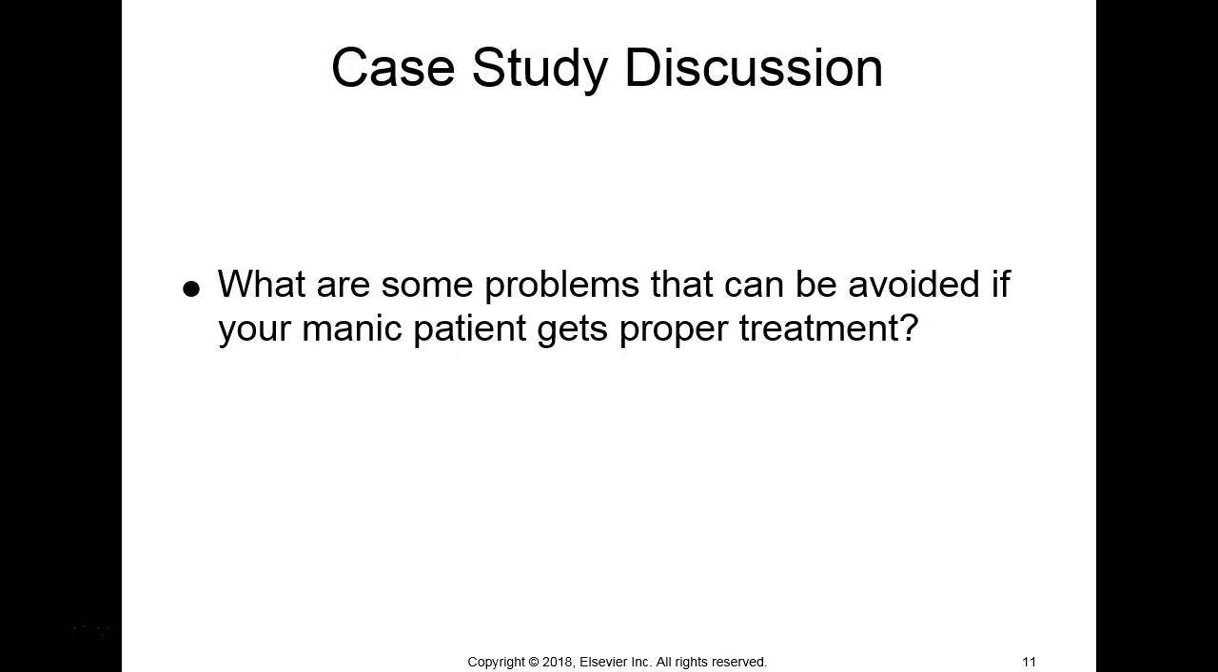So a little case study discussion. What are some problems that can be avoided if your manic patient gets proper treatment? Well, one thing we haven't talked about yet is their physical health is really at risk when they're in a manic episode. So not only are they using poor judgment, taking risks, putting themselves or possibly others in danger, but they actually are physically putting themselves at risk.